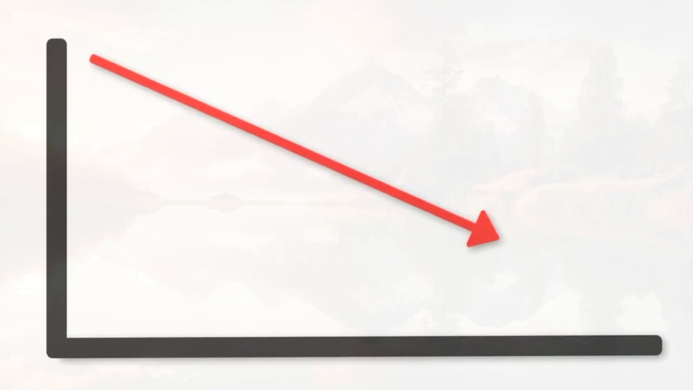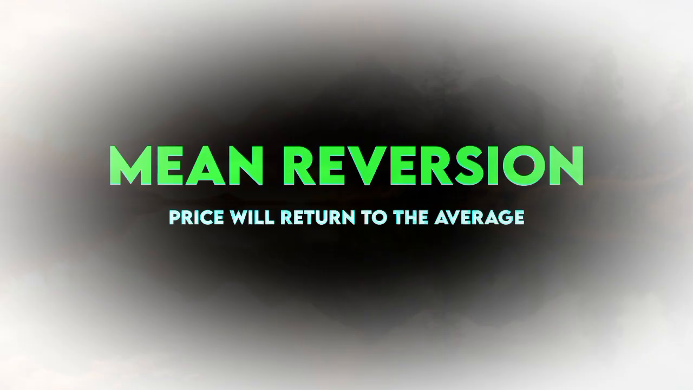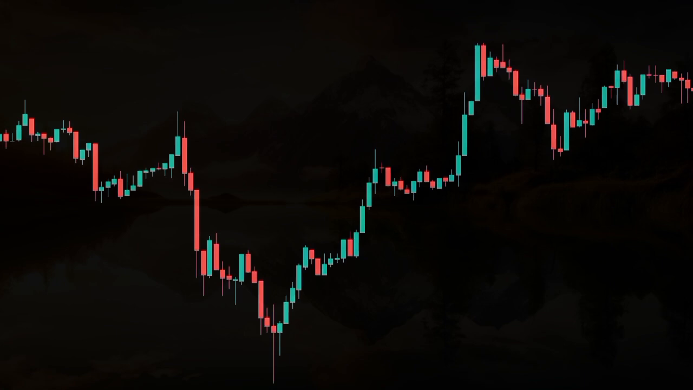The second secret I want to show you is something called mean reversion. Mean reversion is just a simple way of saying the price will always return to the average. Let me show you an example here. We see a bunch of price movement. But if we add a 50-day moving average, we can see a trend. Whenever the price dips way below the moving average, it ends up returning upwards back to the average. Same thing happens when the price goes too high.